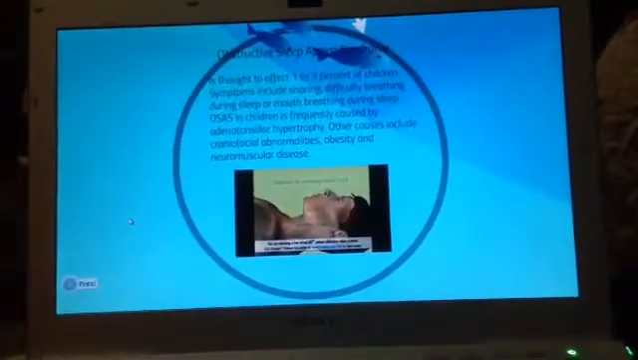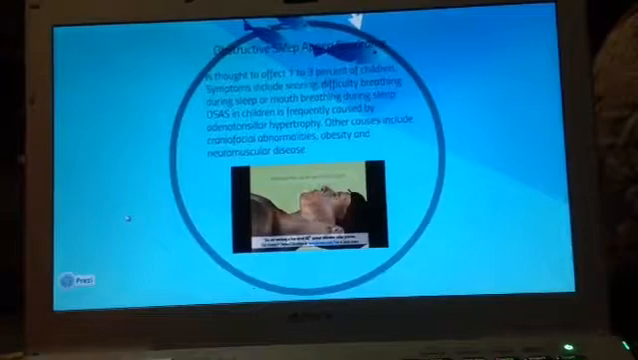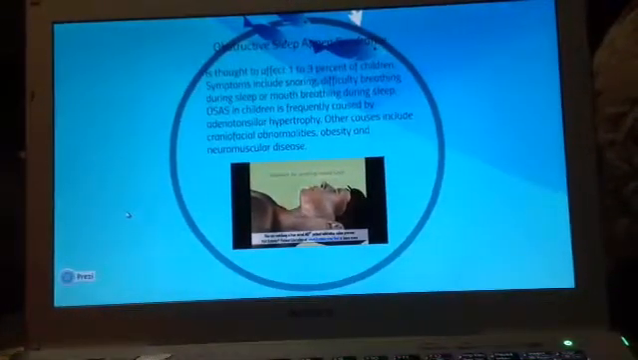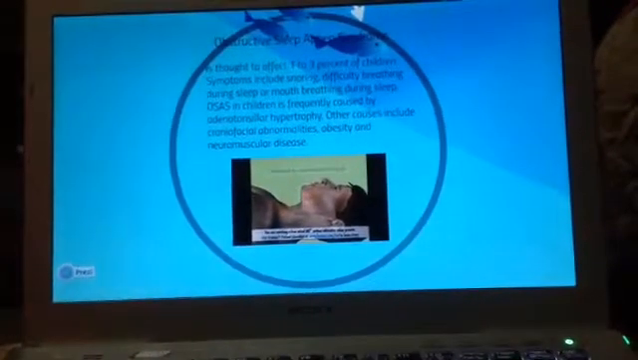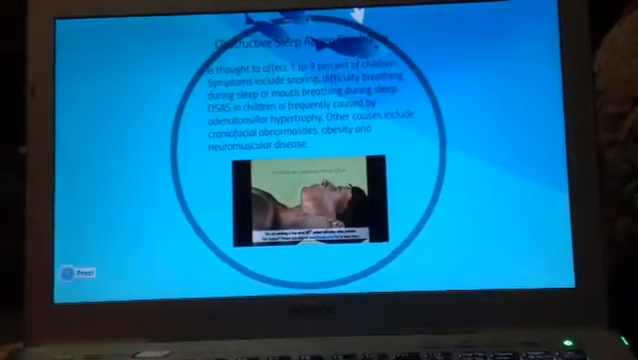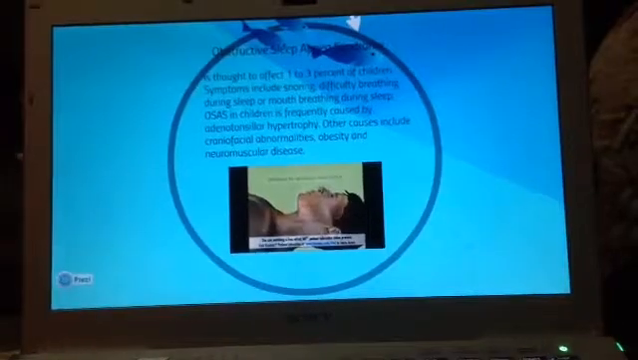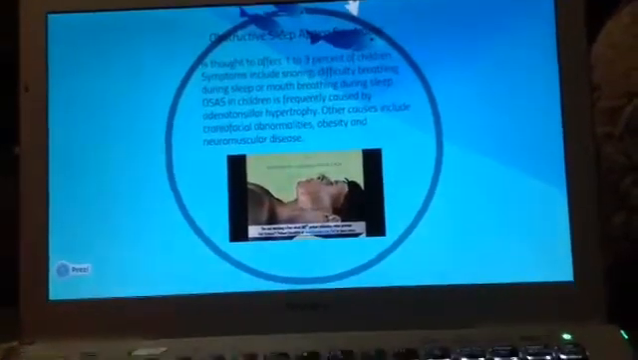The obstructive sleep apnea syndrome is thought to affect 1 to 3% of children. Symptoms include snoring, difficulty breathing during sleep, or mouth breathing during sleep. OSAS in children is frequently caused by adenotonsillar hypertrophy. Other causes include craniofacial abnormalities, obesity, and neuromuscular disease.